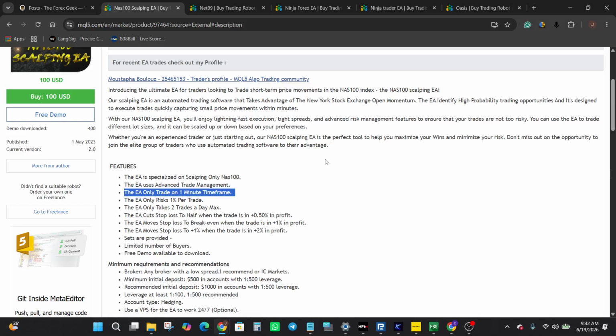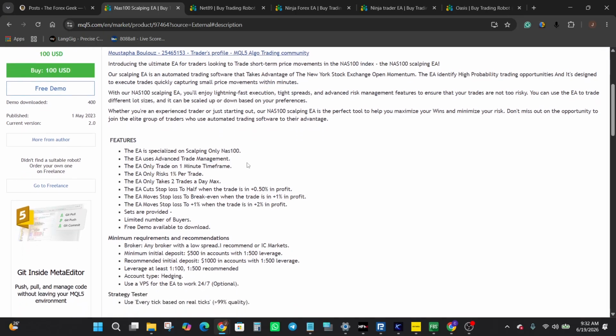The developer states that the EA includes advanced trade management features and follows a predefined risk approach by risking 1% per trade. Another notable characteristic is that the system limits itself to a maximum of 2 trades per day, which may appeal to traders looking for a more selective trading approach rather than frequent market exposure.